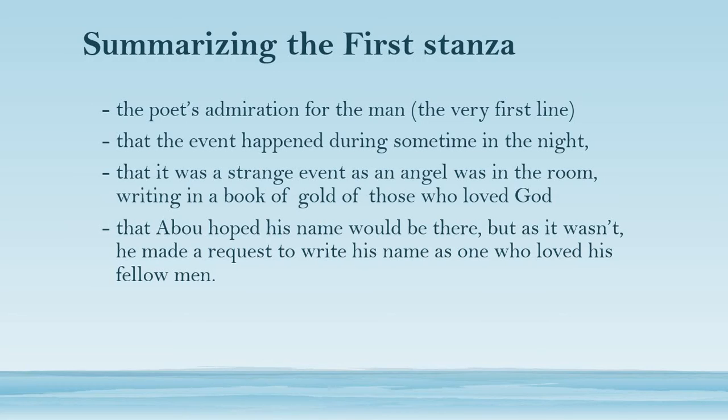Okay. Abou is curious. He's a very curious person. He's made bold by the presence of the angel, right? So we realize that he's a very curious person. We learn that he is without guilt, otherwise he would have shrunk in fear in seeing the angel. And he asks, what is this angel writing? And the angel says that I'm writing all those people who love God. And Abou says, is my name there as well? And the angel says, no, yours is not.